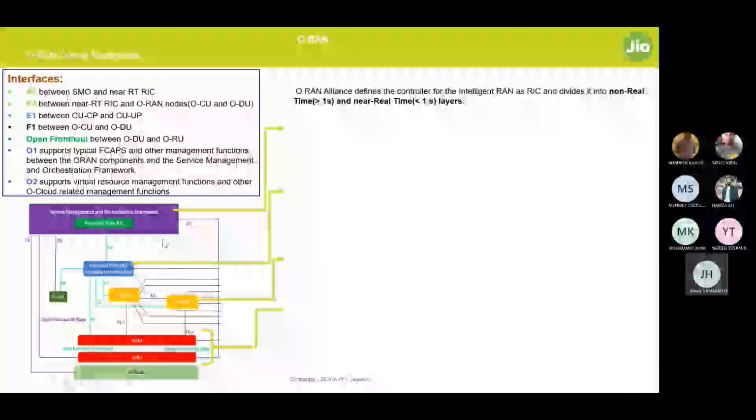F1 is connecting the OCU with the ODU. And the open fronthaul here, between the two red blocks, connects the ODU and ORU, the remote radio unit with the distributed unit.